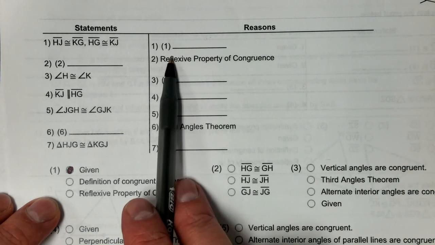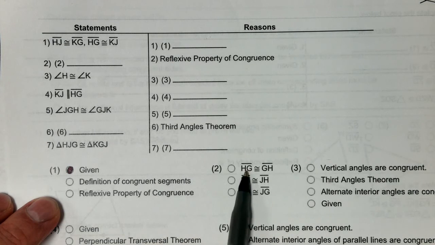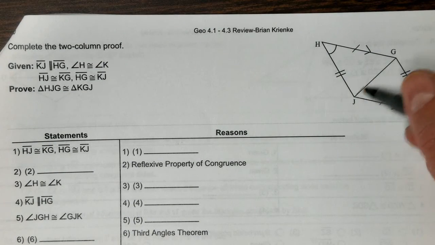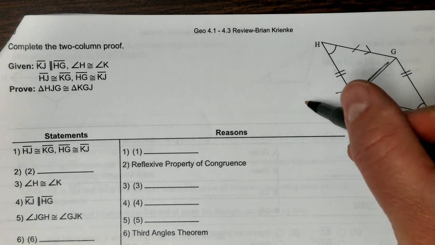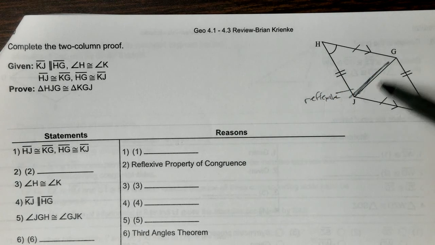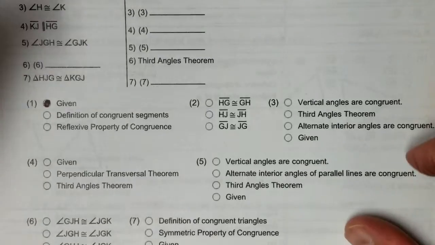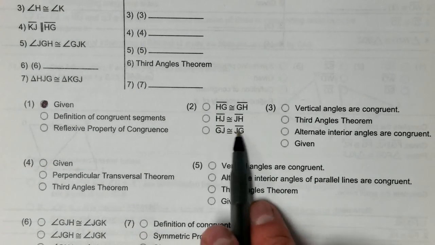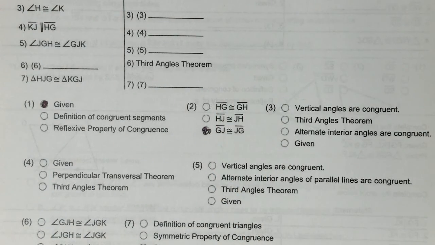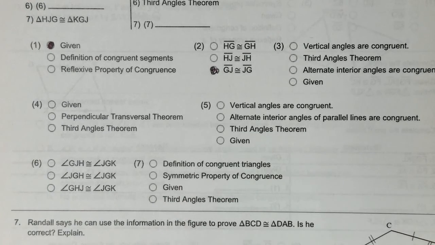The next one says reflexive, and all of these are reflexive as far as your choices, but in your figure, you know this is going to be the reflexive one. So if you see JG or GJ, that's what we want. And that's going to be the last one. So we've got that answer. Any questions?